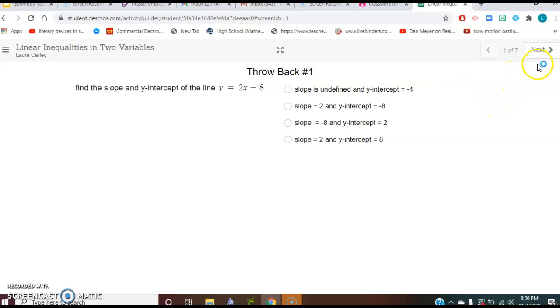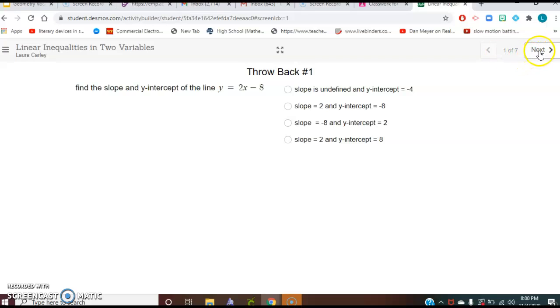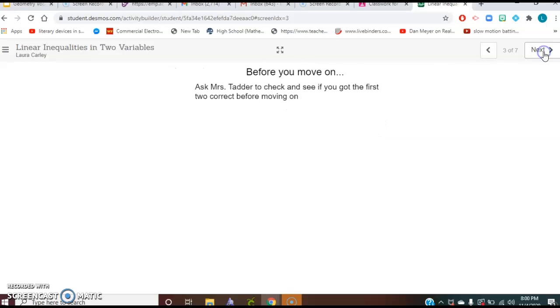So the Desmos is only 7 slides. The first 2 slides are remembering how to tell which is the slope and which is the y-intercept. And I will remind you that for the second slide, that is not slope-intercept form. So you have to rearrange that equation into slope-intercept form before you can answer this question. So remember, we have the same 2 steps for every single problem. If you need to, Google how to go from standard form to slope-intercept form. I'm sure a million videos will come up.